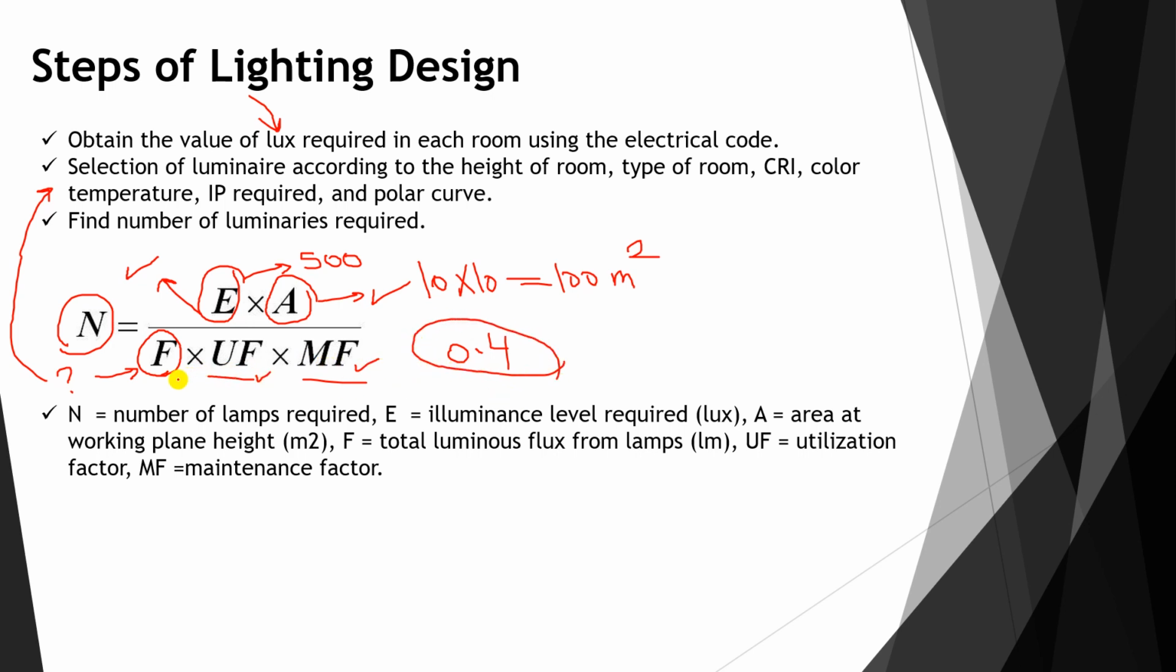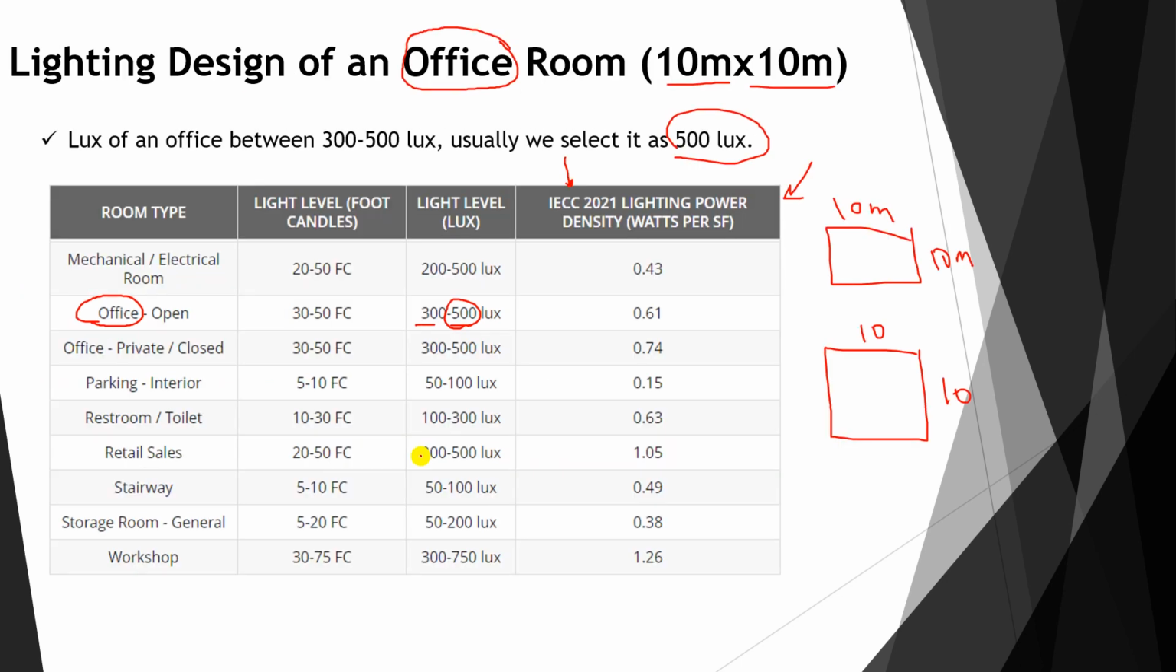The only factor remaining, which is F, is the total lumens from lamps. How can we get this? When we select our luminaire. Now, let's see each step in selection.